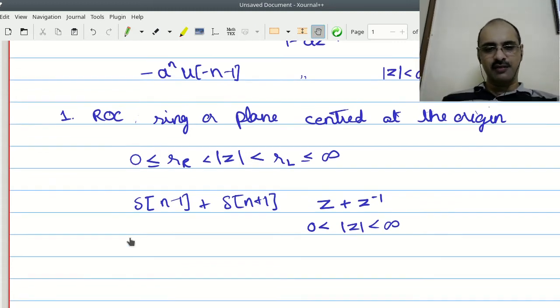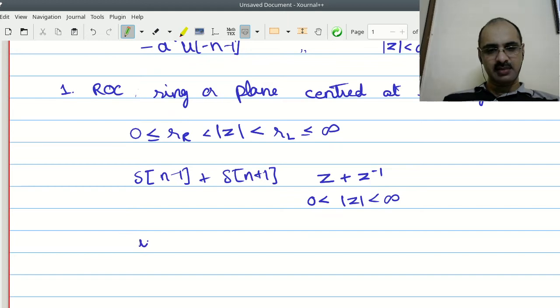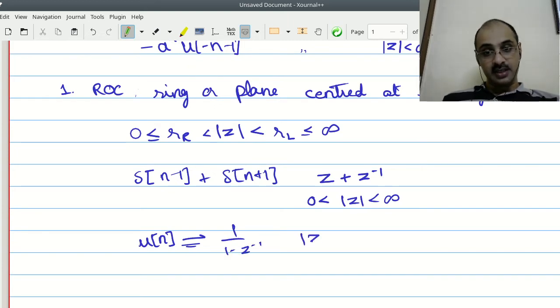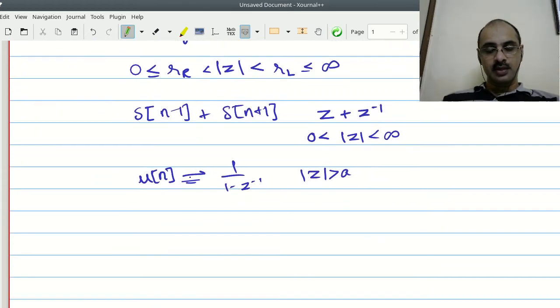Okay, if you take something a little more complicated, let's say something like u[n], 1 by 1 minus z inverse, mod z greater than a also satisfies the same. Now let's take something a little more complicated. Let's look at this. Let's take 2^n u[minus n minus 1].